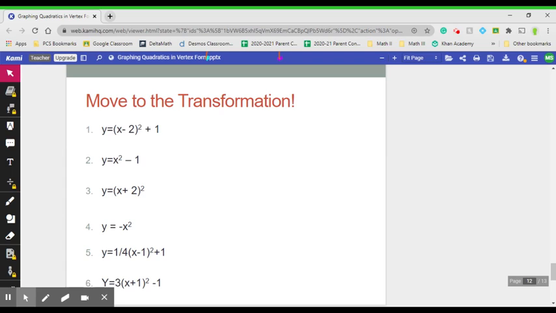Number 4 is just a negative sign in front of nothing else. That means it is just a vertical reflection. Number 5 has a 1/4 in front, so it is dilated by 1/4 and made smaller. The x minus 1 on the inside would move it to the right by 1 space, and the plus 1 on the end would move it vertically up by 1 space. And finally, number 6 would be dilating it 3 times larger and stretching it out, and then moving it left by 1 space because of the plus 1 inside the parentheses, and then down 1 because of the minus 1 on the end.